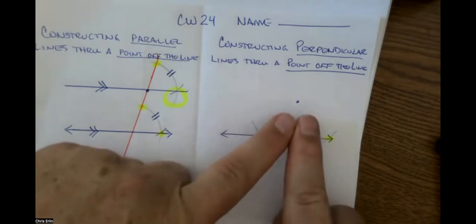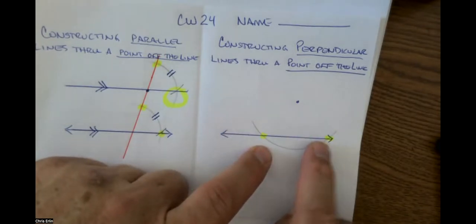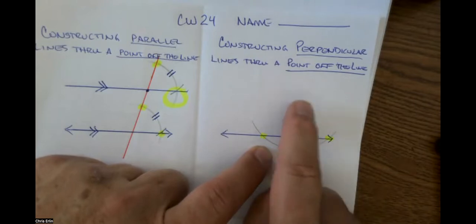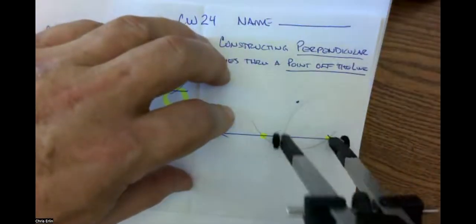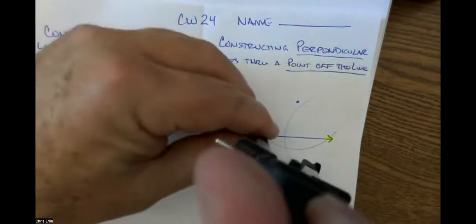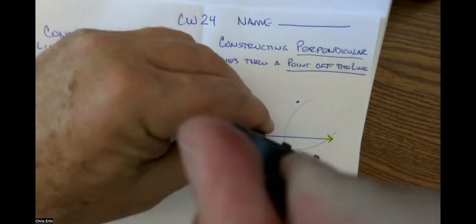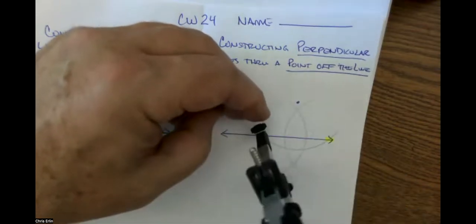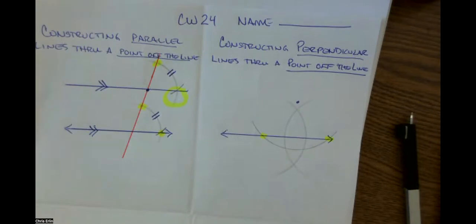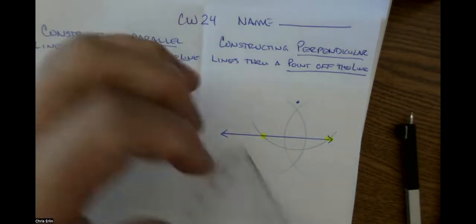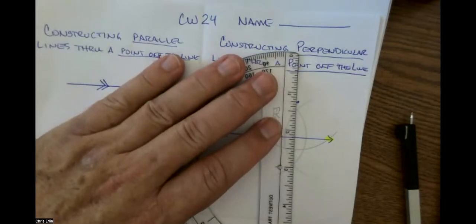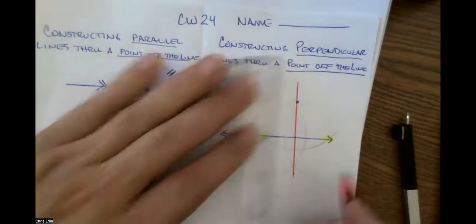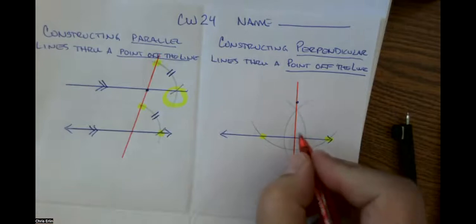Now, because these are equidistant from our starting point, I know that if I were to construct a perpendicular bisector, it'll go right through that. So from these two intersections, I'm going to go more than halfway, and then that same length from the other point of intersection. And that should produce my football directly aligned with my point that was off the line. And this is perpendicular.